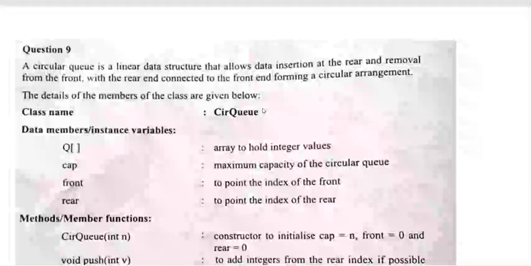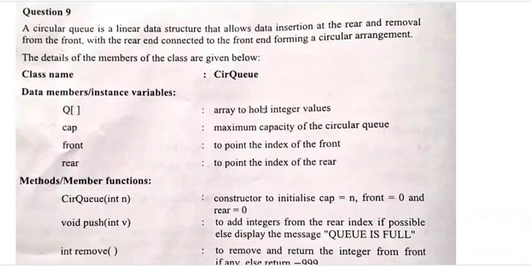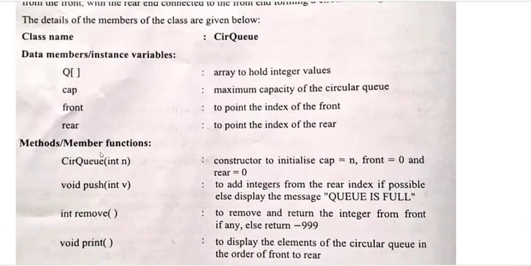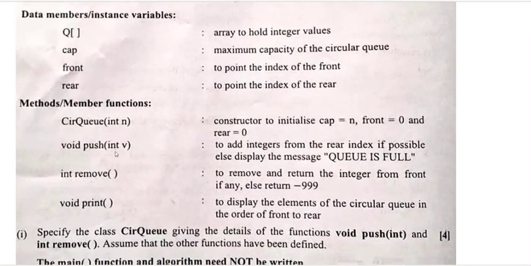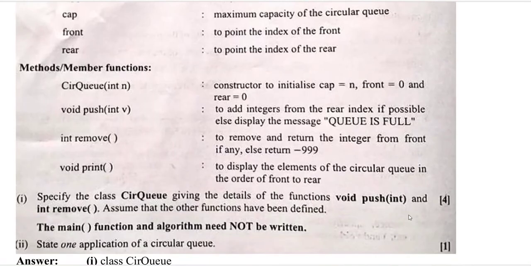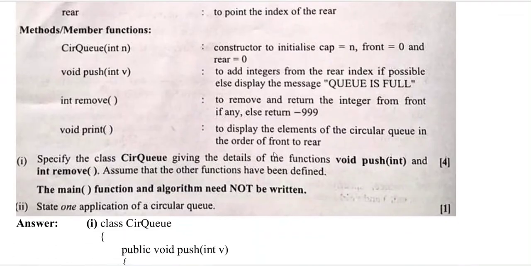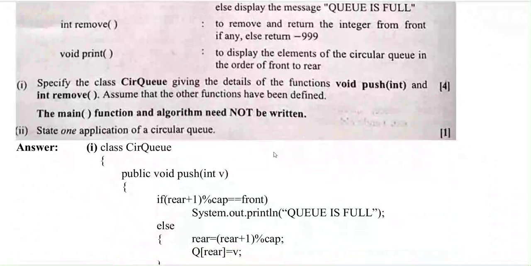Here each question carries 5 marks. The first question is on circular queue. You can see here the class structure is given, and the entire class is given in the question, but you have been asked to do only some of the functions. So here it said void push int and int remove. Push will push the element in the circular queue, remove will remove the element from the circular queue. And then finally one application of circular queue is asked.